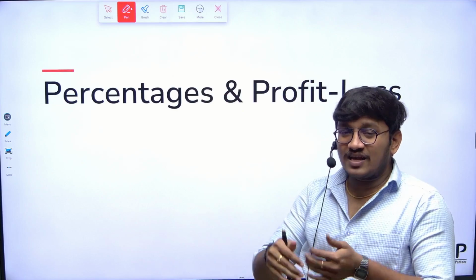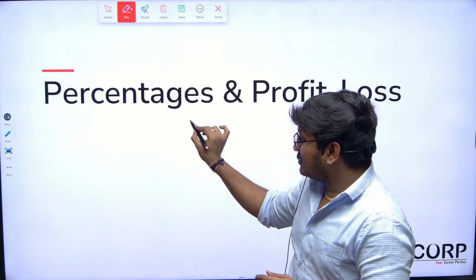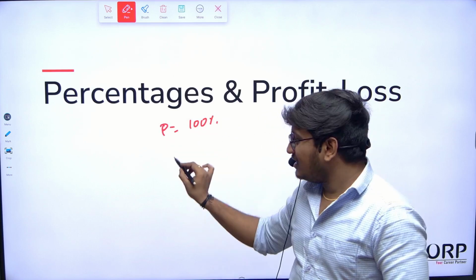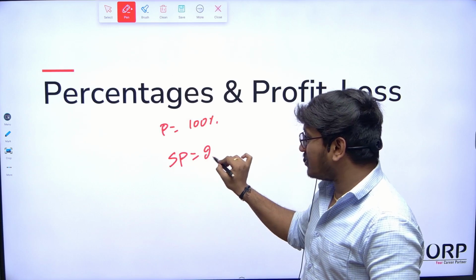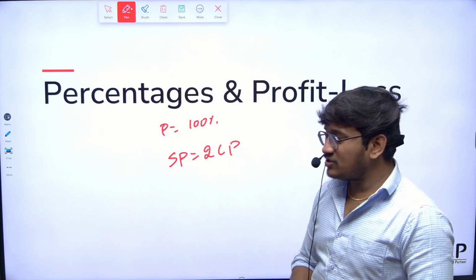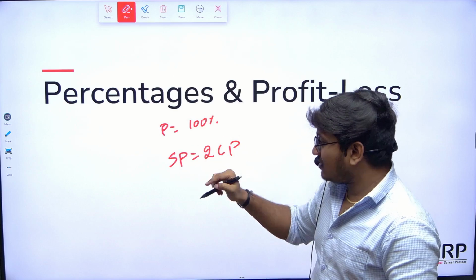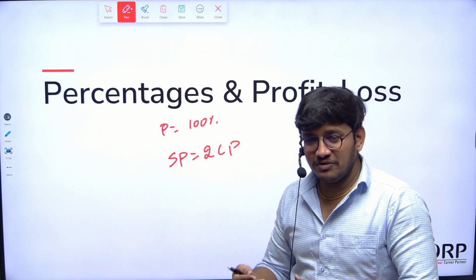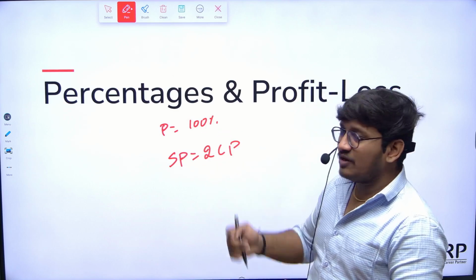Sir, what if it is 100%? Very simple. If it is 100% profit, selling price is equal to 2 times the cost price. That's it. Because when you invest 100 rupees, you should get 2 times that, which means 200 rupees. So 2 times the cost price, a profit of 100%.